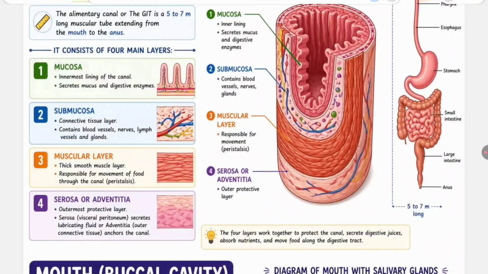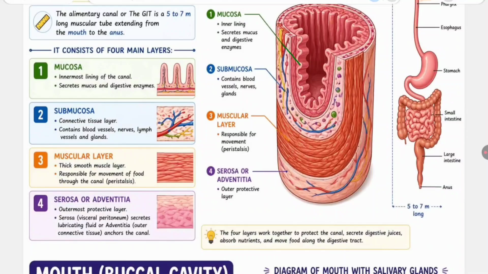Mucosa means the innermost layer, which produces digestive mucus and digestive enzymes. Submucosa means it is the main tissue layer. Here all the nerves, blood vessels, lymph vessels and so on are present. Next, the muscular layer is mainly made up of smooth muscle, and it mainly helps in the movement of the food, called peristalsis.